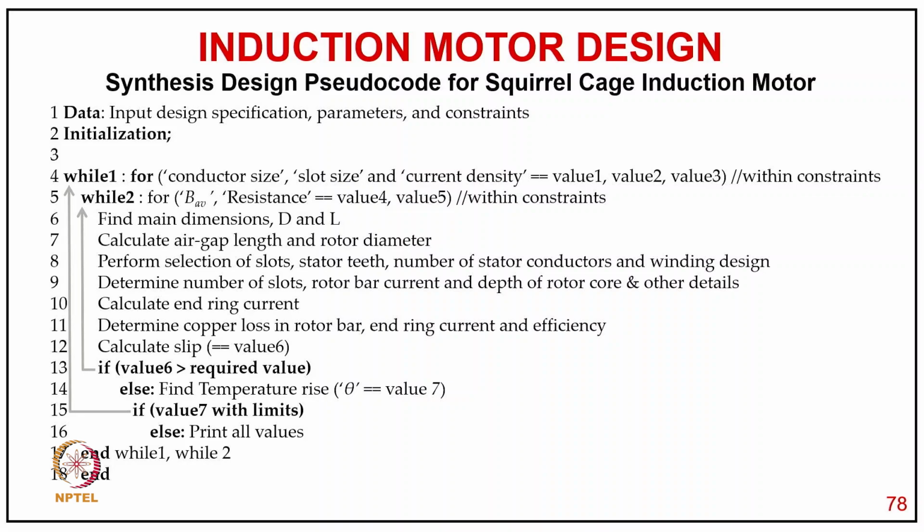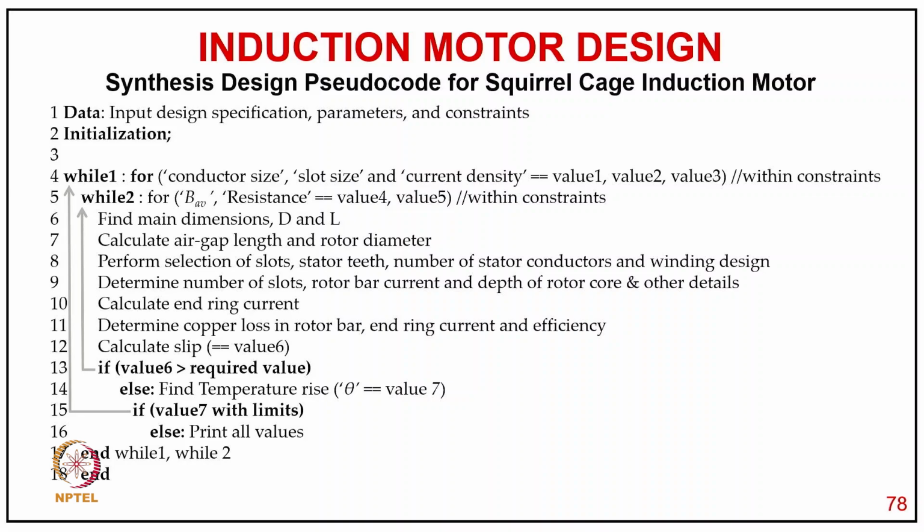We start from design input, design specification, parameters and constraints, then we initialize, and while we go in a loop, we find all the dimensions, for example conductor size, slot and current density with many values, and then constraints. Then we calculate resistance and performance parameters as constraints, then find out the main dimensions like D and L, calculate the air gap length and rotor diameter, performance, selection of slot, stator teeth, number of stator conductors and winding. In many cases there are not many choices available. Then determine the number of slots, rotor bar current, depth of core, then calculate the entering, determine the copper loss in the rotor bar, entering and efficiency, and calculate the slip. If the value is not within the requirement, then you have to iterate.